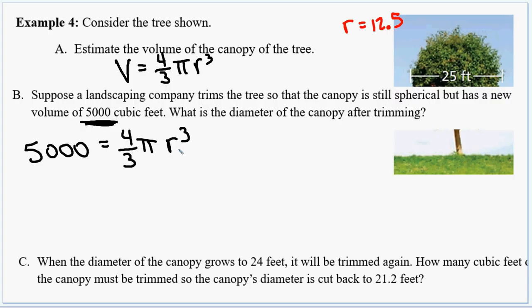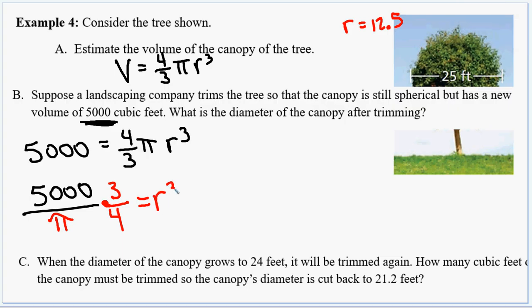So to get the r cubed alone, we're going to take the 5,000 and divide it by 4/3, which is the same as multiplying by 3/4. And then we're also going to divide by pi. So I'm going to put that pi under the 5,000. If I was doing this on the calculator, I would do 5,000 times 3, get that answer, divided by 4, and then divide that by pi. And that's equal to r cubed.